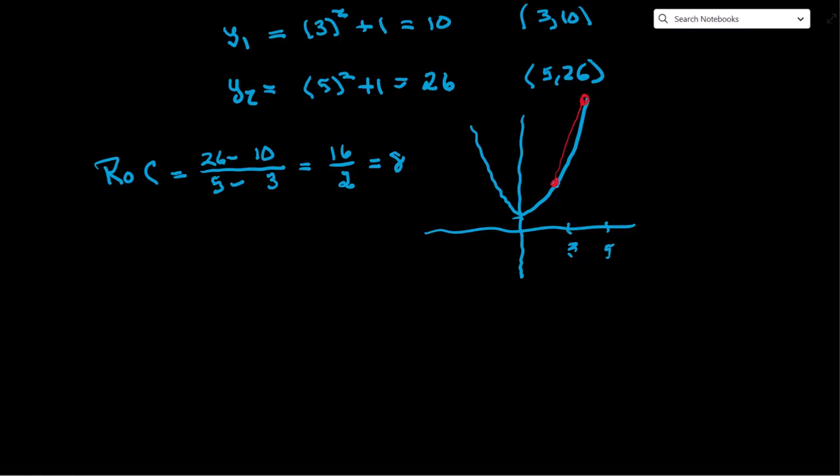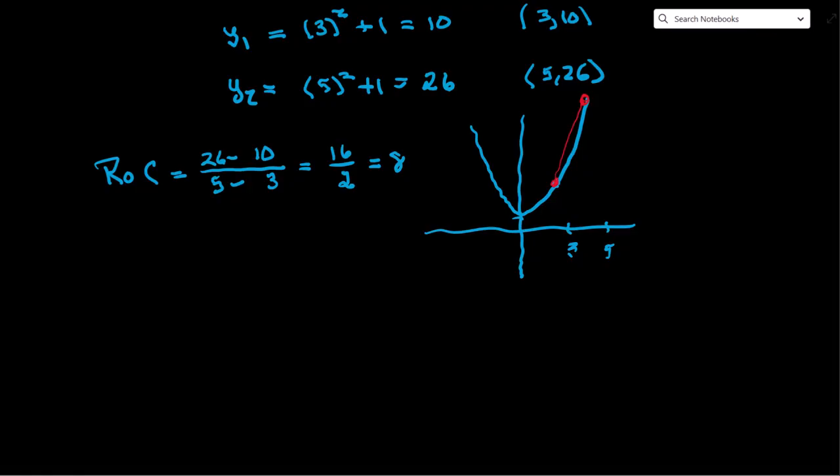So what this means is that the y value is changing over this second x interval, x equals 3 to x equals 5, the y value is increasing at twice the rate as it was on the interval for x equals 1 to x equals 3.